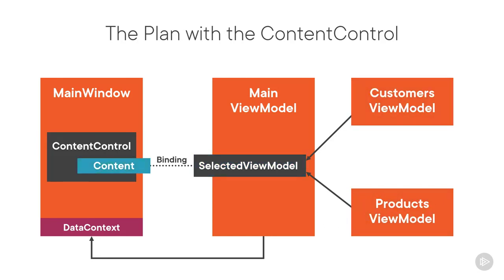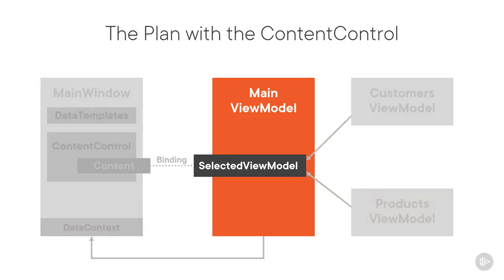In the user interface, the content property of the content control gets the detail view model via data binding. With the help of implicit data templates, the content control will show either the Customers View or the Products View. So, this is the client architecture that will allow a user to switch between customers and products in our application. You will learn and implement everything that is needed for this functionality in this module. In the next clip, let's start and let's implement the main view model.